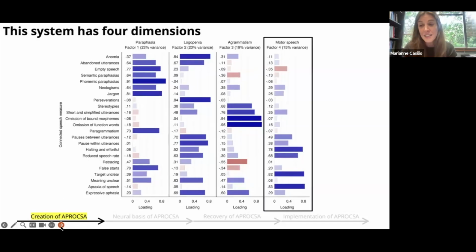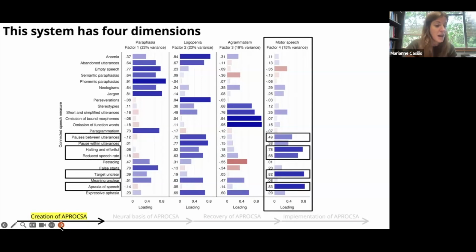The last dimension we had was motor speech. So it's really capturing those concomitant deficits we can often see with aphasia. And so here speech is marked by pauses, again, mostly between utterances. Again, speech is halting, it's effortful, it's slow, and critically the target is unclear, meaning the phonemes or the entire words themselves are distorted to the point where you may not know what that phoneme or that word is. And of course this would be strongly associated with one of those co-occurring motor speech disorders, apraxia of speech.